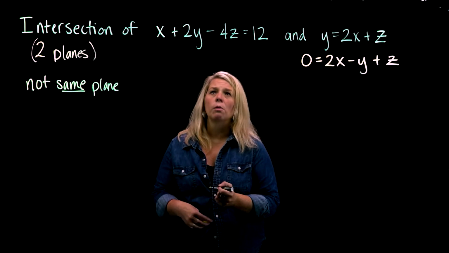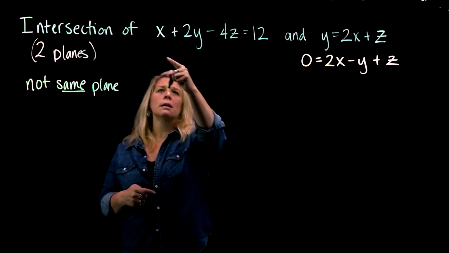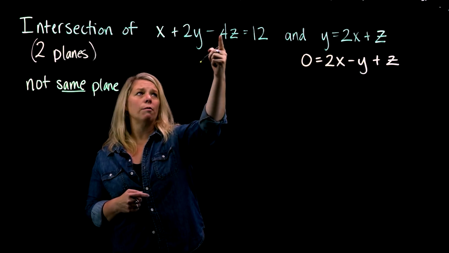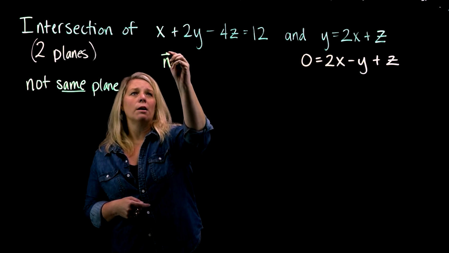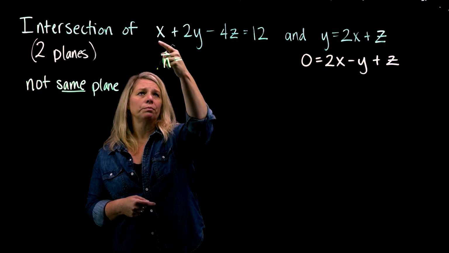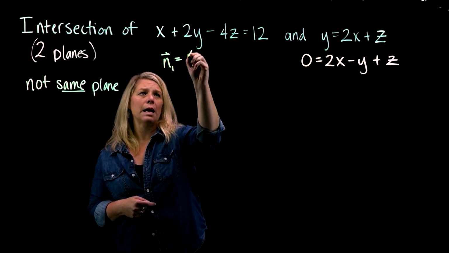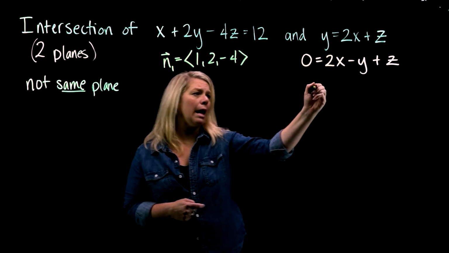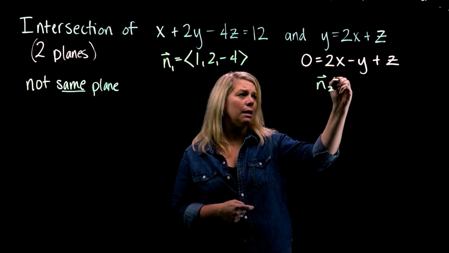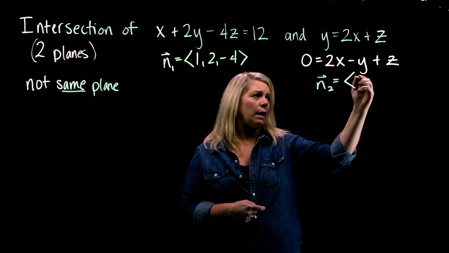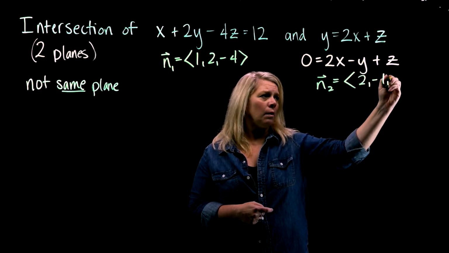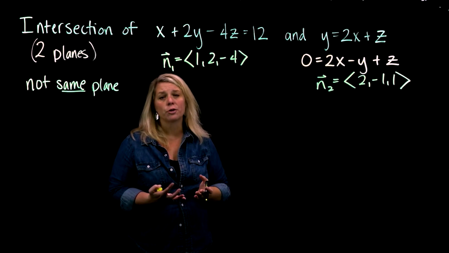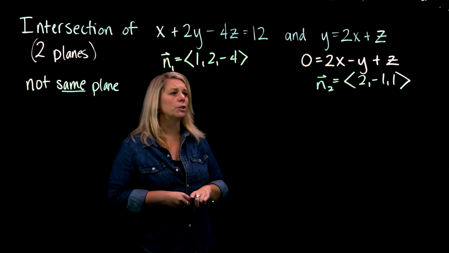So if you think about normal vectors for each of these planes, it's easy to get a normal vector from taking those coefficients of the variable terms when it's in this standard form. So a normal vector to this plane would be 1, 2, negative 4. And a normal vector to this plane would be 2, negative 1, 1. Again, when we talk about normal vector here, we're really talking about a direction. I don't care so much about magnitude.